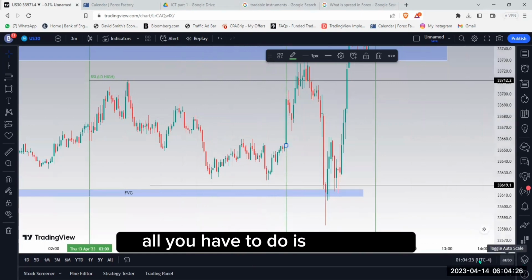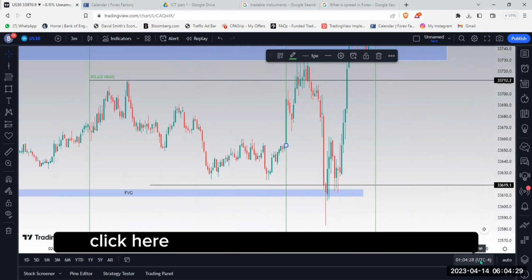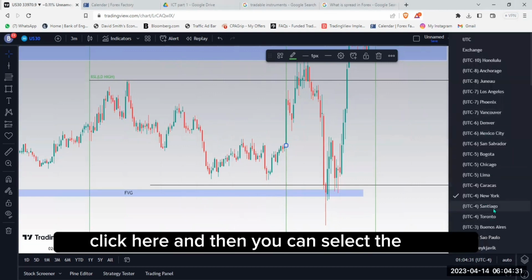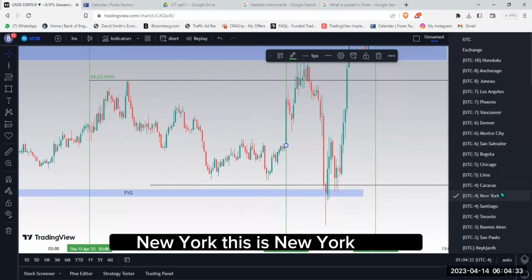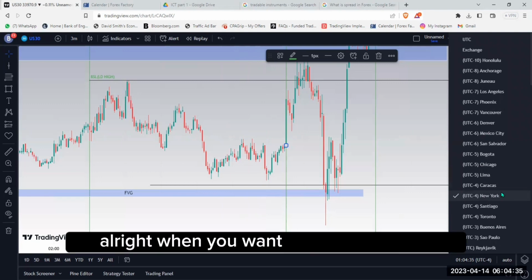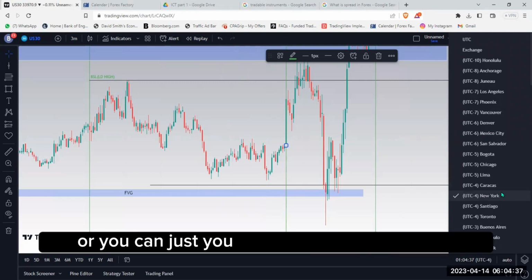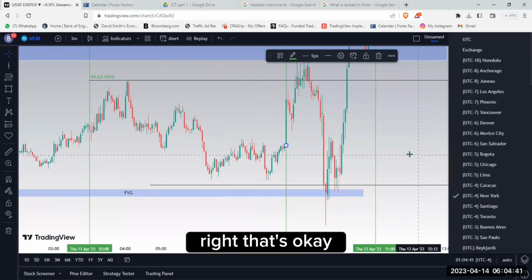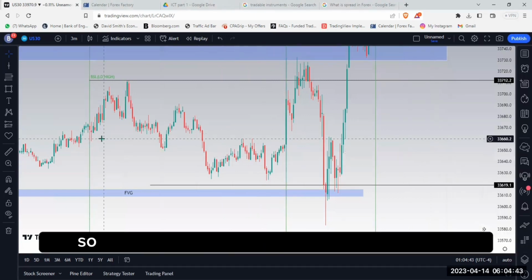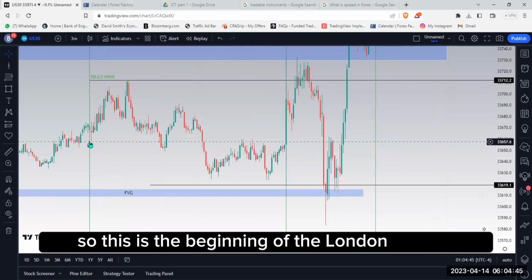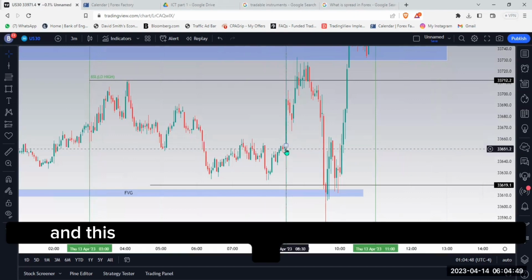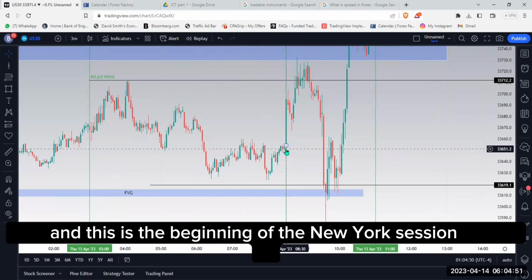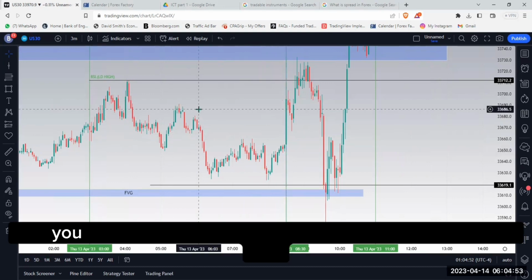All you have to do is click here, and then you can select the time. New York. This is New York time. When you want to trade in New York, or if you know your time zone, that's okay. So this is the beginning of the London session, and this is the beginning of the New York session, 8:30. So this is what you are required to do.